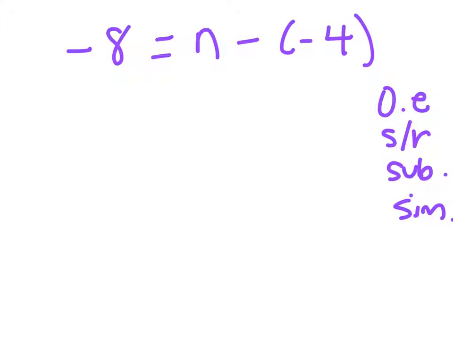Okay, so let's say that we have negative 8 equals n minus negative 4. And so here's our order of things we're going to do over here on the left. We're going to write the original equation. We are going to use the subtraction rule to simplify. We're going to subtract, and then we're going to simplify. And then, of course, the last thing that we will do is to check our answer again.